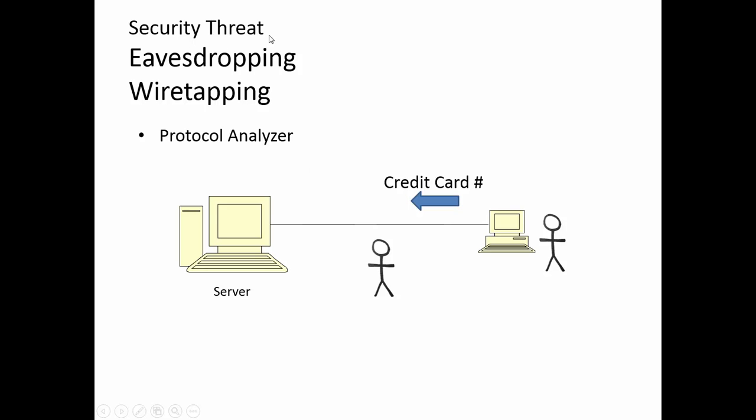Now, another security threat that we are faced with is eavesdropping or wiretapping, and that's where a bad guy uses a protocol analyzer to steal credit card numbers and passwords. As you know, a protocol analyzer is a program that somebody can use to tap into the wire, and it allows them to listen to all packets which go over the wire. And a bad guy could use a protocol analyzer to steal credit card numbers or passwords which are being sent over the wire. So what we do is we use encryption.